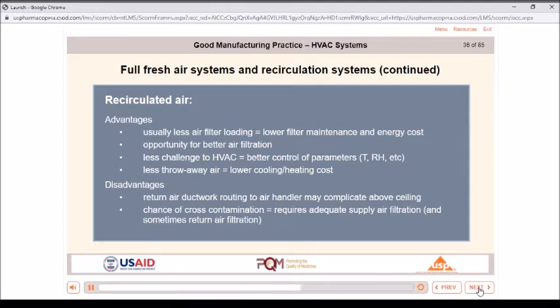Disadvantage: return air ductwork routing to the air handler may complicate above ceiling. Chance of cross-contamination equals requires adequate supply air filtration and sometimes return air filtration.